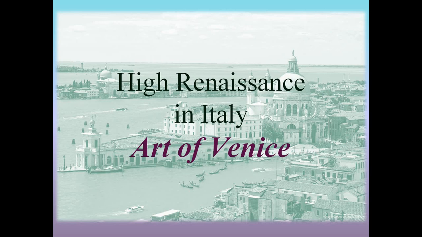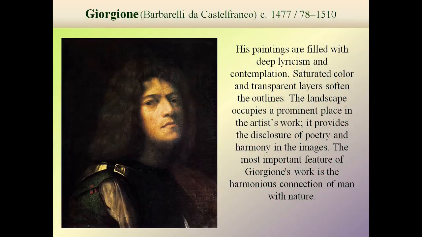The first great artist whose creativity we're going to consider is Giorgione. He was among the most important exponents of Venetian colorism. His true name is Giorgio da Castelfranco. He was born circa 1477 or 1478 and died in 1510. So we can see that he unfortunately lived a comparatively short life. His paintings are filled with deep lyricism and contemplation. He used a saturated color palette in transparent layers with soft outlines.